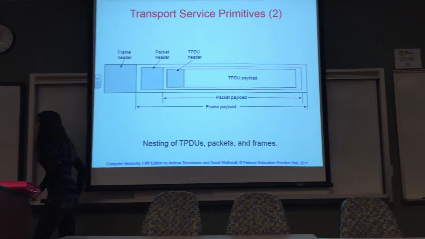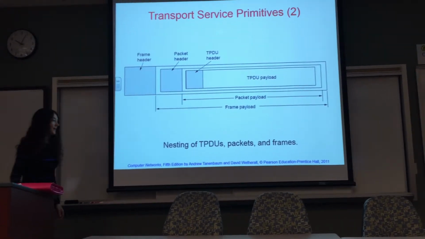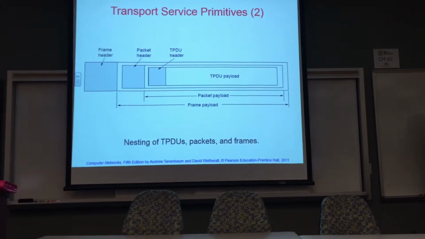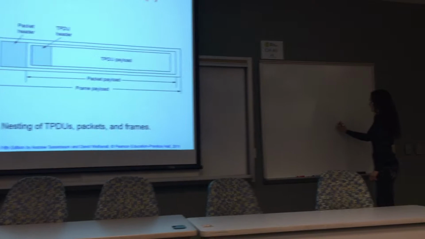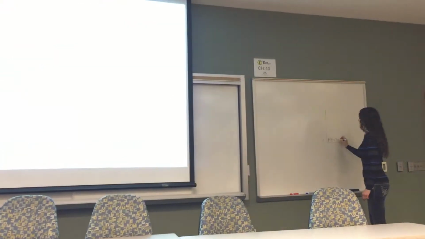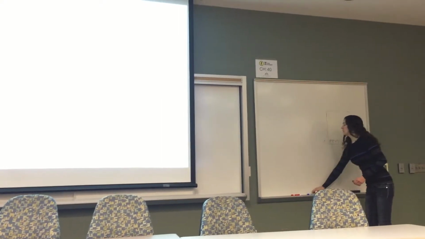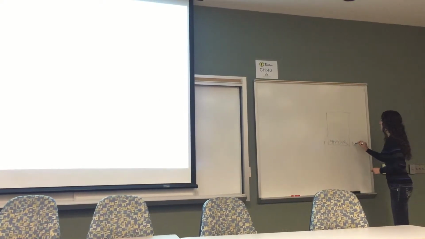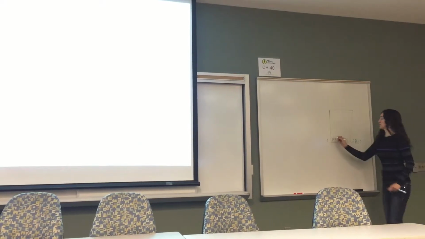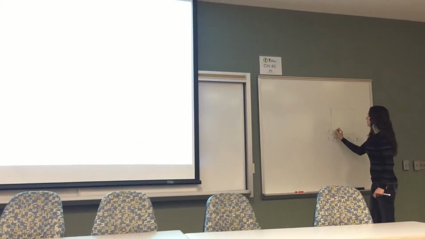So going back to our network model, the model that we were using had 5 layers. The first layer was the physical layer, which dealt with transmitting raw streams of bits, or zeros and ones, through the physical channel.